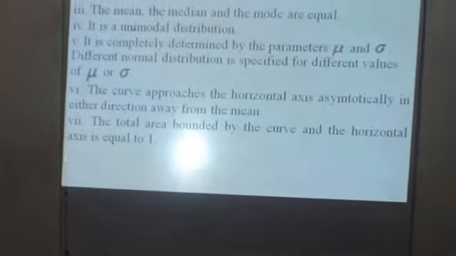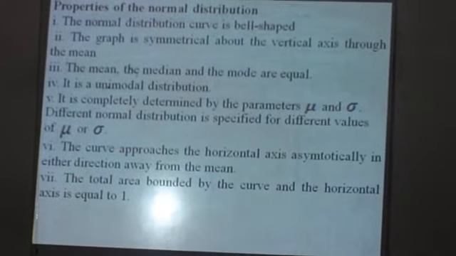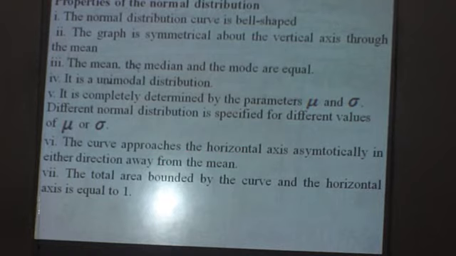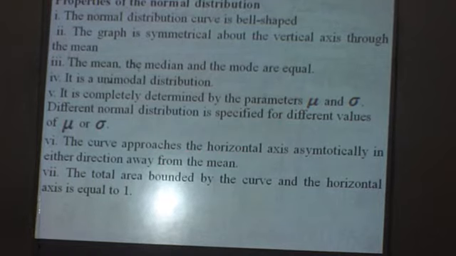Now let's move on to the sixth property. It says the curve approaches the horizontal axis asymptotically in either direction away from the mean. Now, what do we mean by the curve approaches the horizontal axis asymptotically away from the mean?